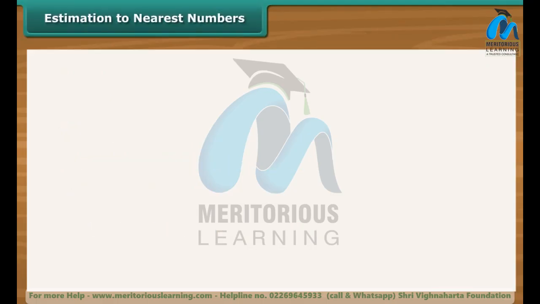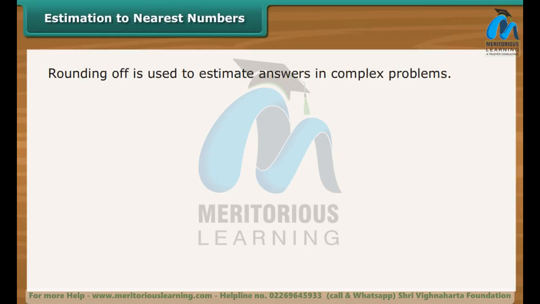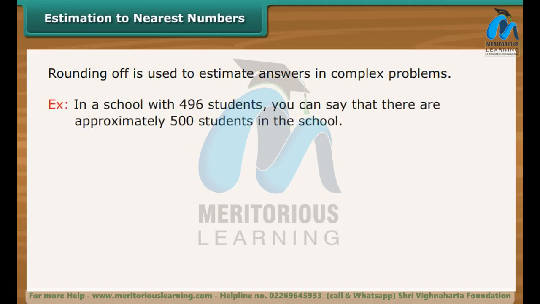Estimation to nearest numbers. As we come across large numbers, performing calculations on them becomes complex. To avoid the complexity, estimation or rounding off is used. For example, in a school with 496 students, you can say that there are approximately 500 students in this school.